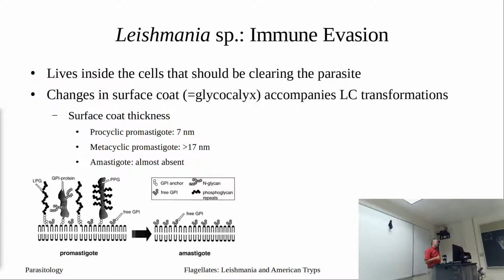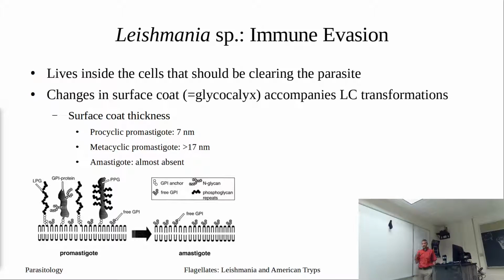Leishmania has a different way. All right? So this parasite lives inside of the cells that should be clearing it, that should be killing it. There are several things that this will do to aid in its life cycle. But what we do see during its life cycle is it has a change in surface coats. It has a change in the thickness of the surface coat.